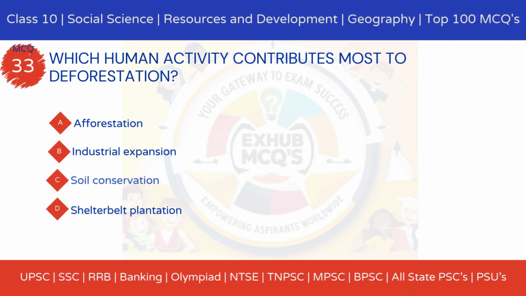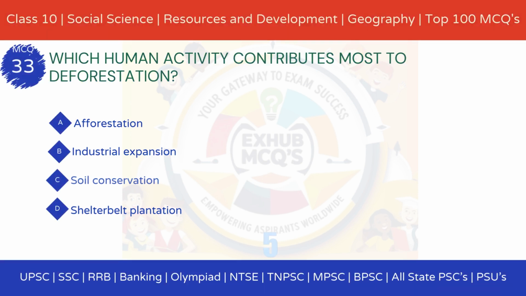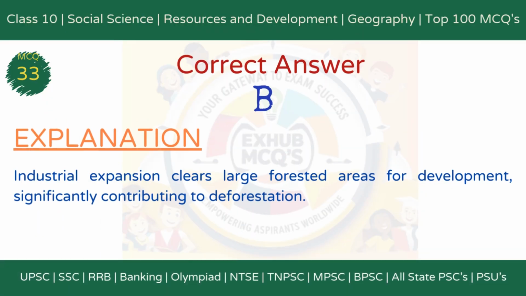MCQ33. Which human activity contributes most to deforestation? Option A, afforestation. Option B, industrial expansion. Option C, soil conservation. Option D, shelter belt plantation. The correct answer is option B, industrial expansion. Explanation: Industrial expansion clears large forested areas for development, significantly contributing to deforestation.